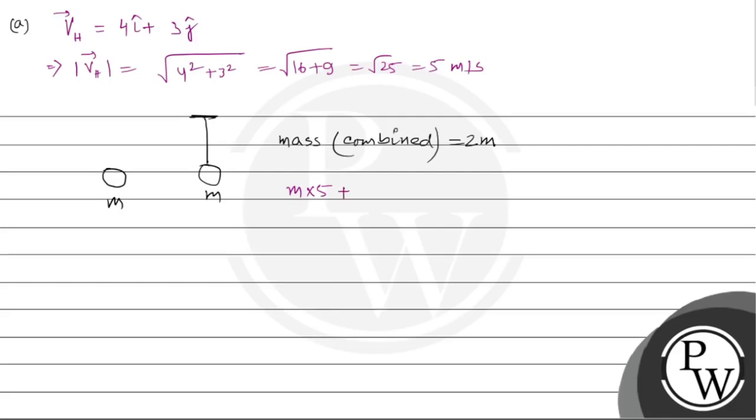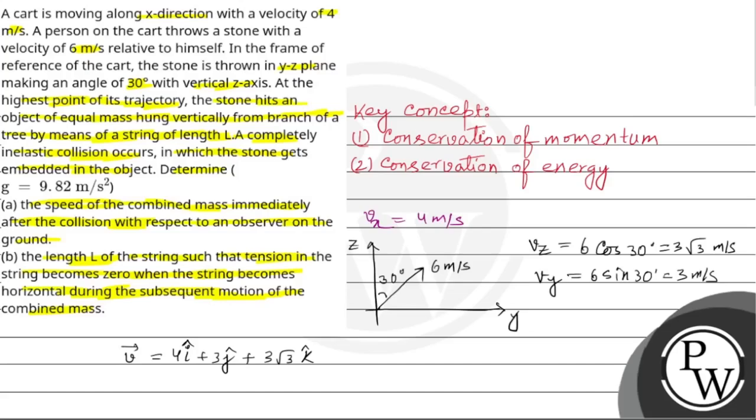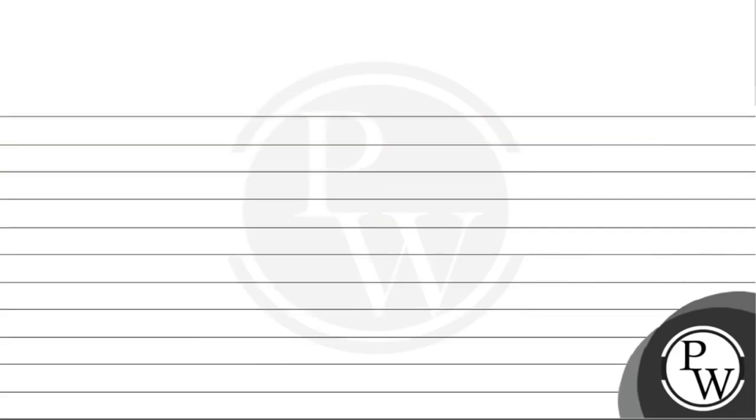Okay, so we take the momentum of this to be 0, that is equals to 2m into v. v is the velocity of the combined mass after collision. So we have v equals to, m दोनों साइड से कैंसिल आउट हो जाएगा, 5 by 2, that is 2.5 meter per second. तो हमारे पास फर्स्ट पार्ट का आंसर आ गया, that is 2.5 meter per second. Now in the second part we need to determine the length L of the string such that the tension in the string becomes zero when the string becomes horizontal during the subsequent motion of the combined mass. Okay, so part B का आंसर अब करते हैं.